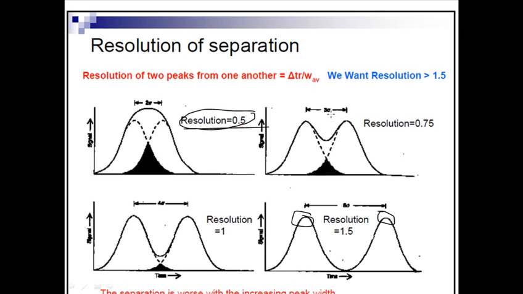Okay, and this resolution of separation can be measured with a formula. We call it the del Tr by the average width. Here del means the difference, and Tr means the retention time. That means we have Tr2 minus Tr1, so that can be del Tr.